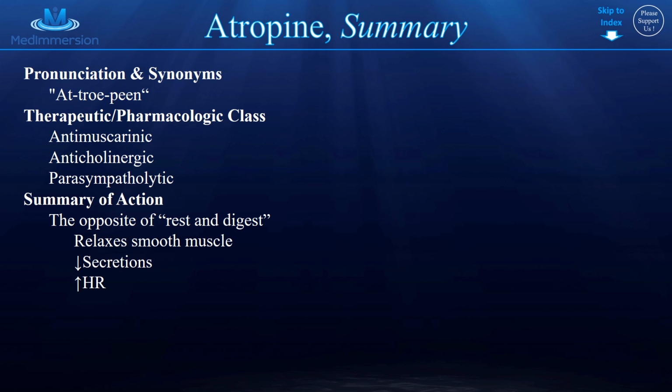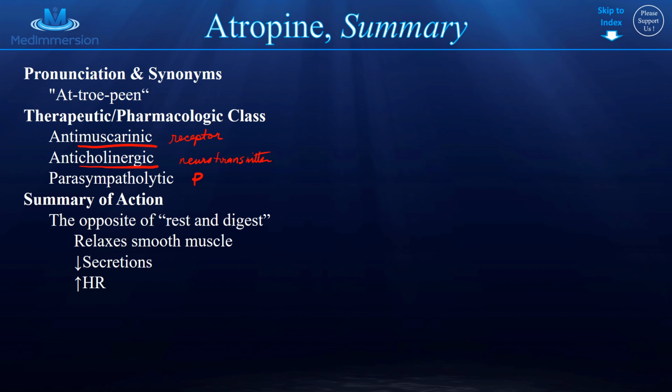Well, antimuscarinic refers to the fact that atropine blocks the muscarinic receptors. Anticholinergic refers to the fact that atropine blocks the effects of acetylcholine on those muscarinic receptors. Does that make sense? So one of these terms is referring to the fact that atropine is blocking the receptor, and the other term is referring to the fact that atropine is blocking a neurotransmitter on those receptors, right? So the muscarinic receptors and acetylcholine.